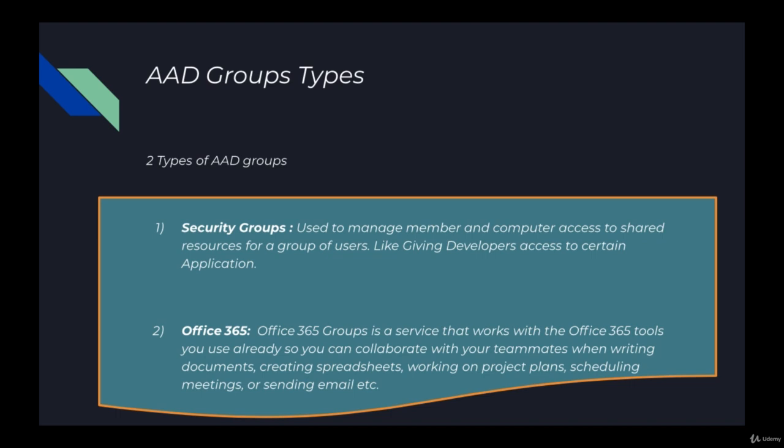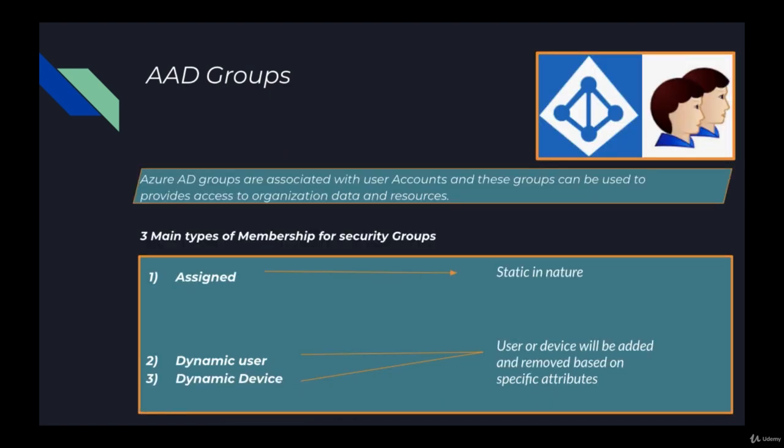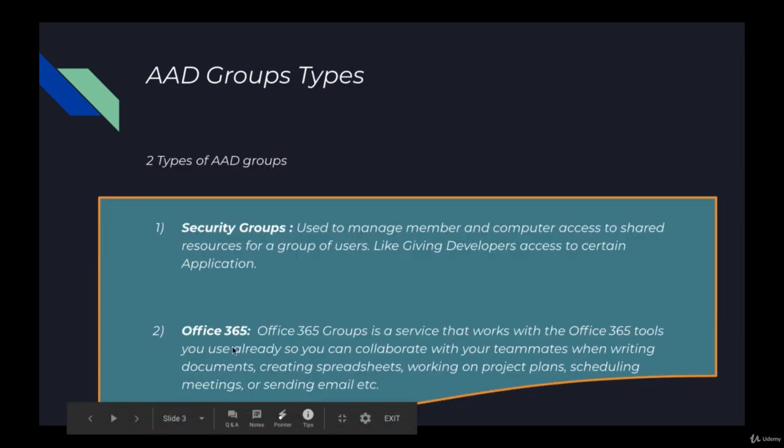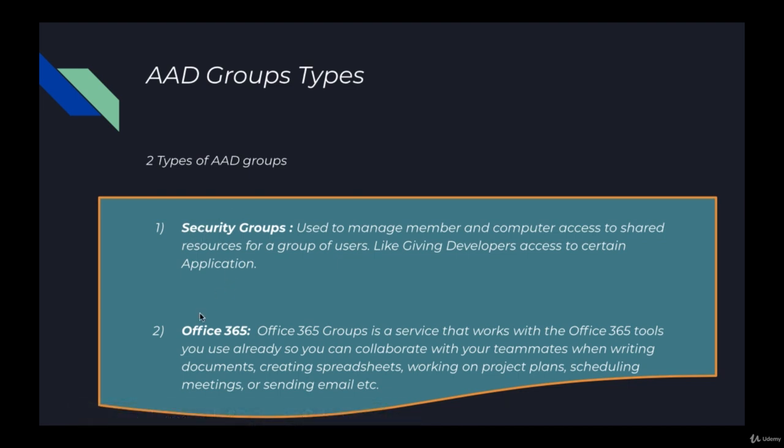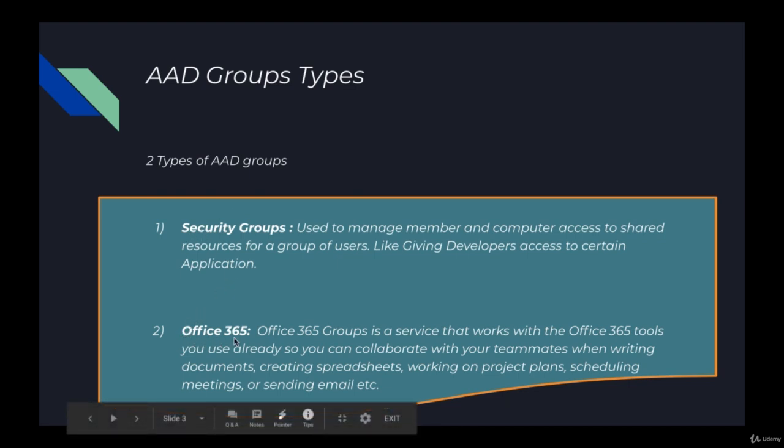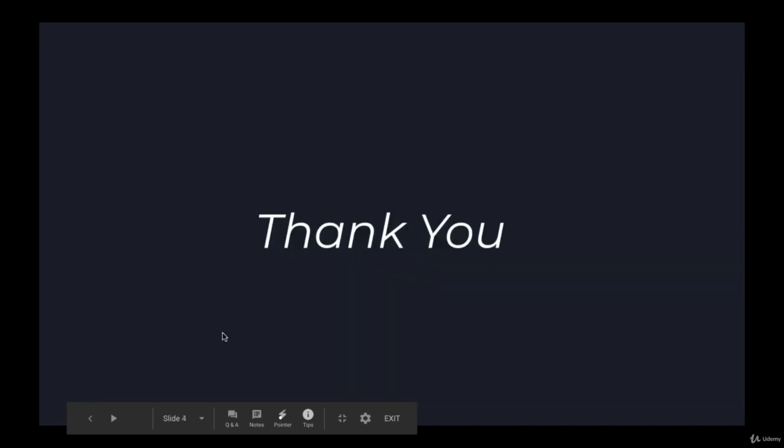So we discussed that on the membership type we can have assigned, which is static in nature, and then dynamic user and dynamic device. Then we discussed the types of AD groups we can create: security group and Office 365 group, which is particularly for performing Office 365 related activities or tools. So this is it, friends, in this lecture, a pretty short lecture again.